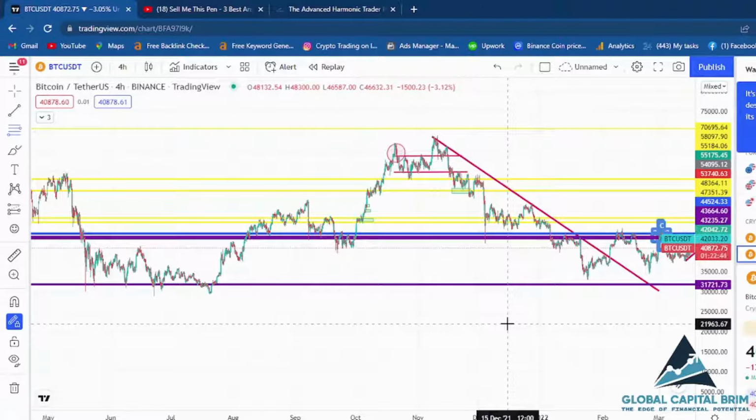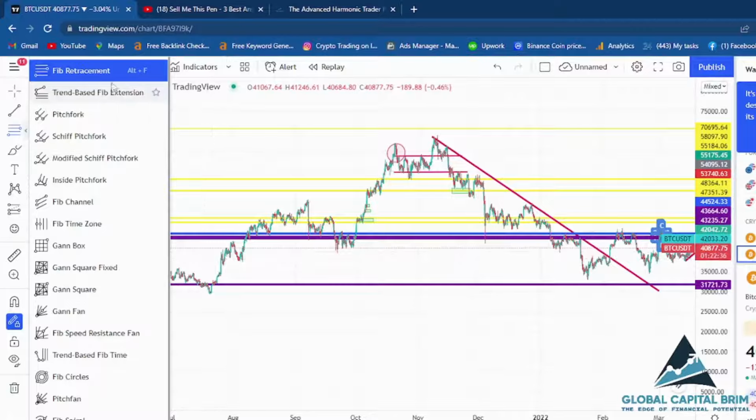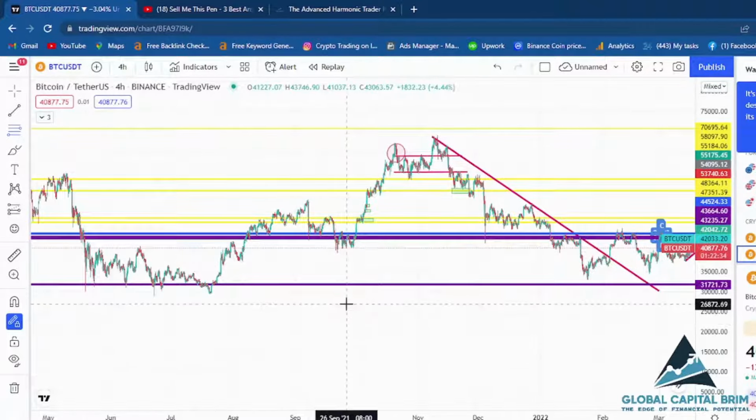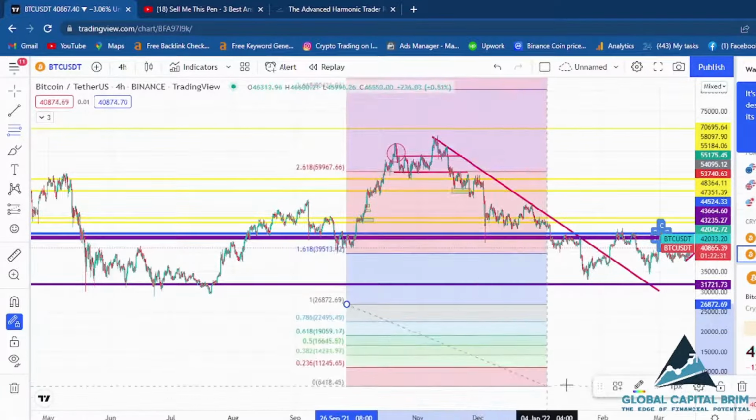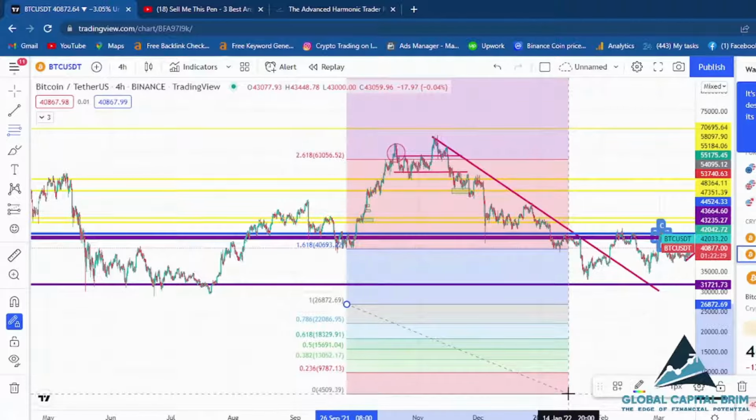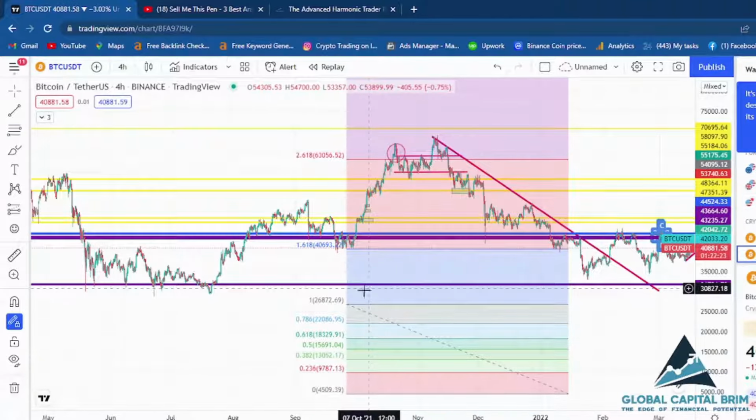Alright, fantastic. So today we're going to be taking a look into one of my favorite tools. It's called the Fibonacci Ratios and Retracements, and I'm going to be explaining how to use them the right way so that you can maximize your profits and your rewards. Alright, fantastic stuff. So this is how they look.